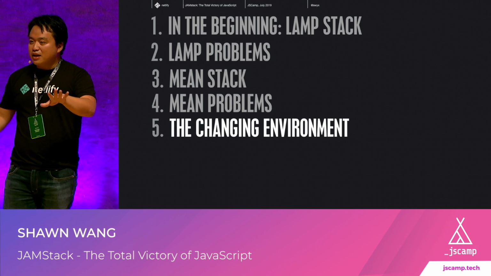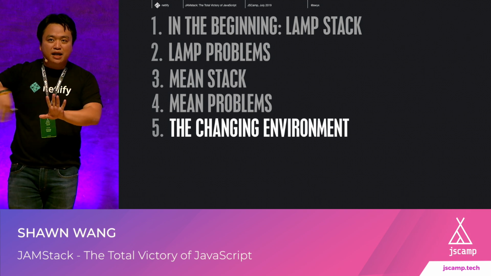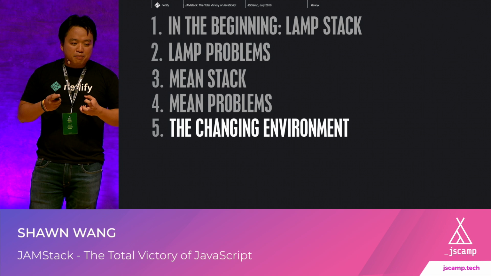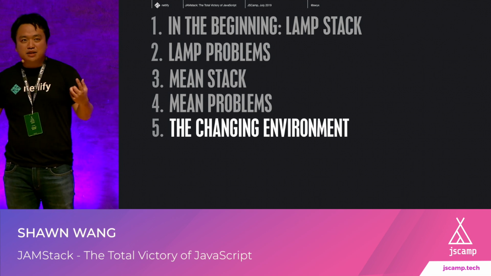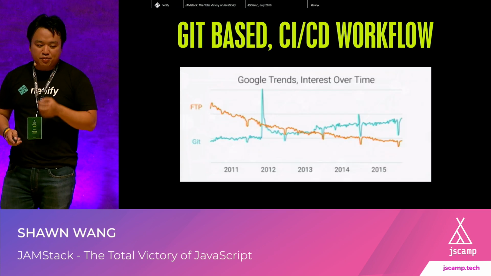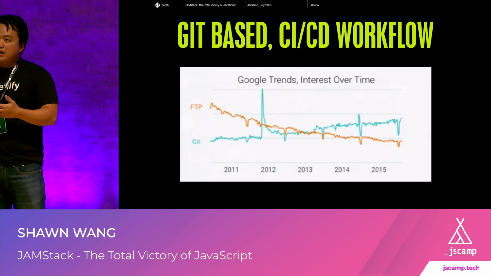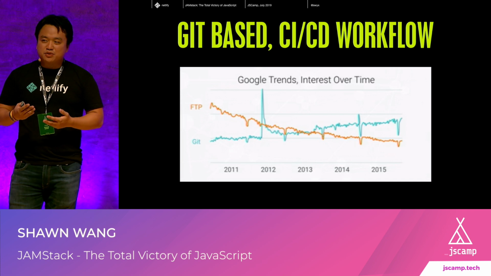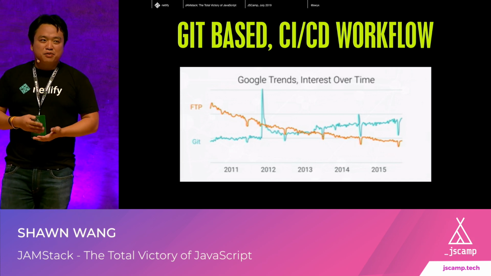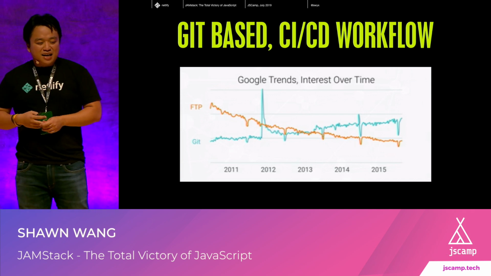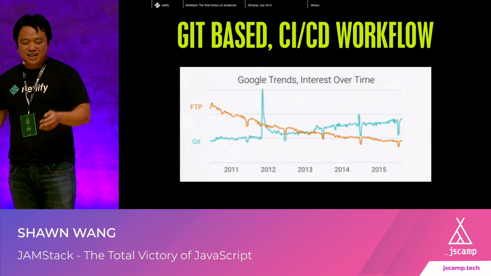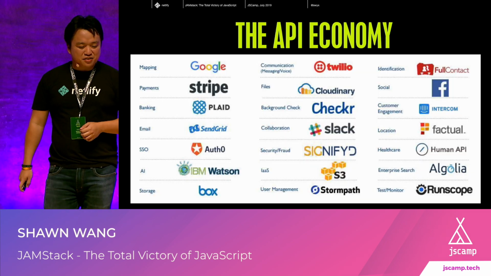I'm going to pause a little bit and tell you about the changing environment outside of web development. Sometimes you can feel that web development is the entire world, but there are a lot of trends happening around and outside it that affect the way that we build and distribute our software. One that is very uncontroversial is Git-based workflow, CI/CD. It's funny to think that 10 years ago, this was not the norm. We actually still FTP'd stuff. And I don't even want to justify it. Git is Git. We all want source control.